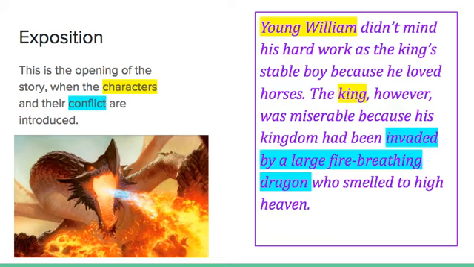So exposition, it's the opening of the story, where characters and their conflict are introduced. Here's an example for you. I've highlighted, so young William and King are characters, and then in turquoise is the conflict. Young William didn't mind his hard work as the king's stable boy because he loved horses. The king, however, was miserable because his kingdom had been invaded by a large fire-breathing dragon who smelled to high heaven.